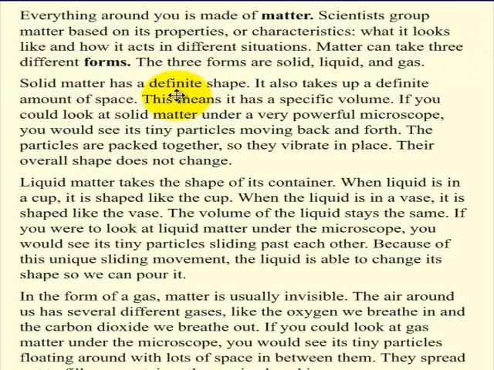Solid matter has a definite shape. It also takes up a definite amount of space. This means it has a specific volume. If you could look at solid matter under a very powerful microscope, you would see its tiny particles moving back and forth. The particles are packed together so they vibrate in place. Their overall shape does not change.